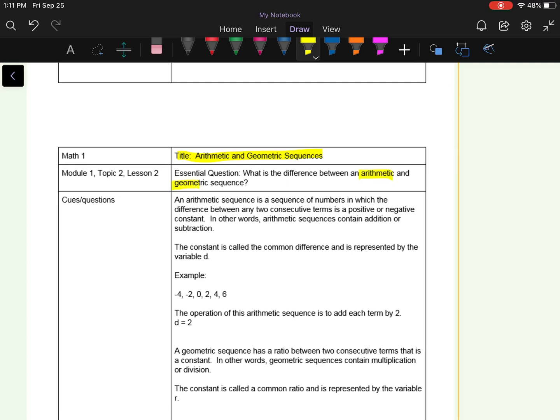So we have arithmetic and geometric sequences. An arithmetic sequence is a sequence of numbers in which the difference between any two consecutive terms is a positive or negative constant. In other words, arithmetic sequences contain addition or subtraction. So this was the key I told you guys in class. This is what you want to remember: arithmetic equals addition or subtraction. And then when you're doing all this, you're going to use the constant. The constant is the common difference and is represented by the variable d. When you use the variable d, it's letting me know that it's arithmetic.